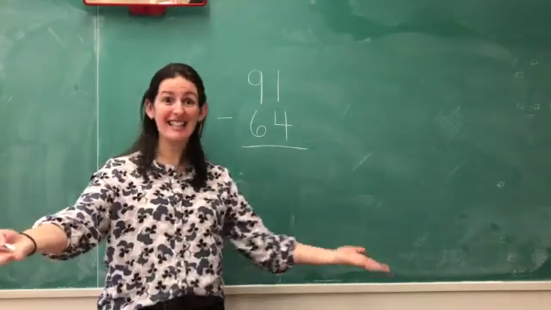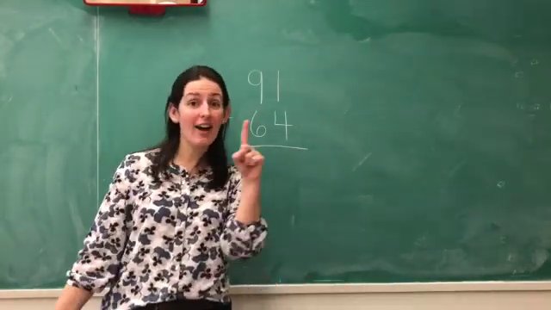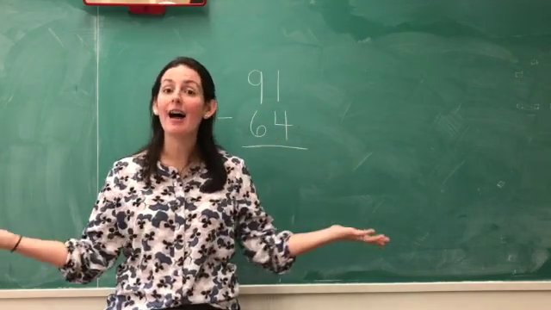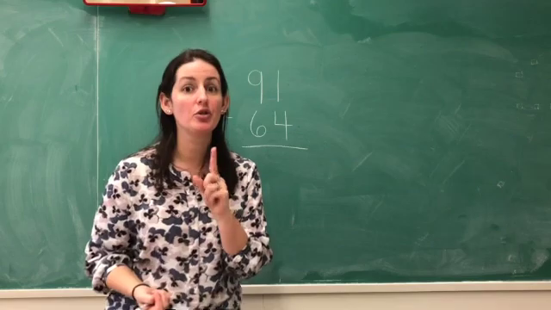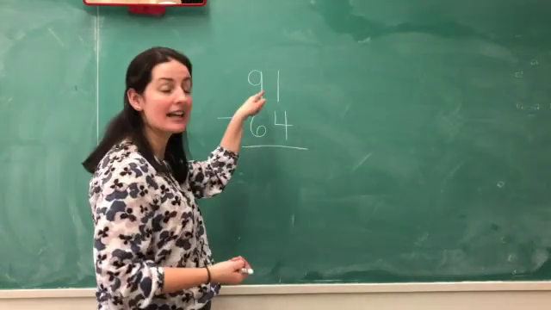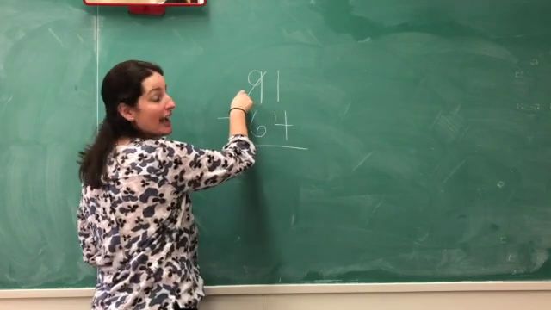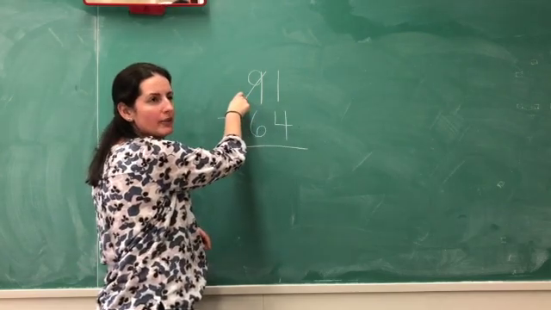Thank you, yes, it's impossible. If I only have 1, you can't take 4 away. There's not enough. It can't happen. So I'm going to go next door to take a 10. So I'm gonna go next door, gonna take 1 away. If I take 1 away from the 9, what's left?